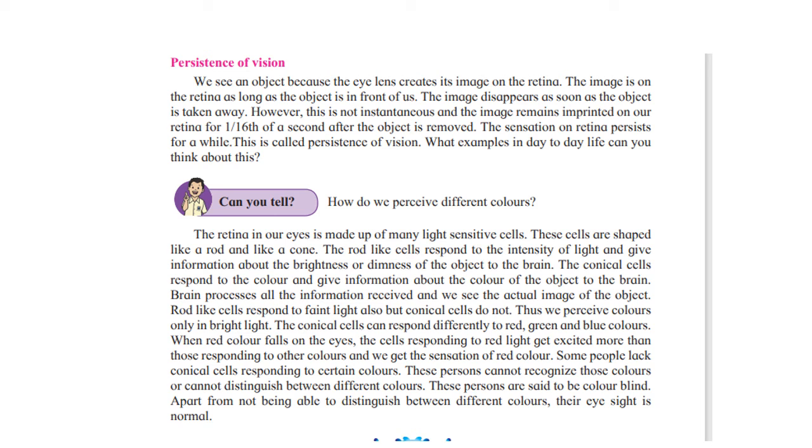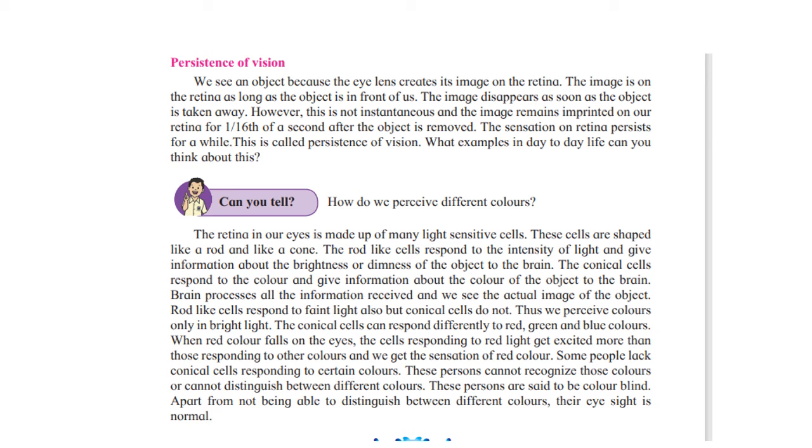Now from that, it brings us to the topic of how we get to see different colors. We are able to identify red color, green color, blue color, as well as different shapes. How do we do that? This happens because our retina has many light sensitive cells. They are shaped like a rod as well as like a cone. The rod cells respond to the intensity of light, that means how bright or how dim it is, whereas the conical cells respond to the color and give information about the color of the object to the brain. The brain processes the information and we are able to see the image.